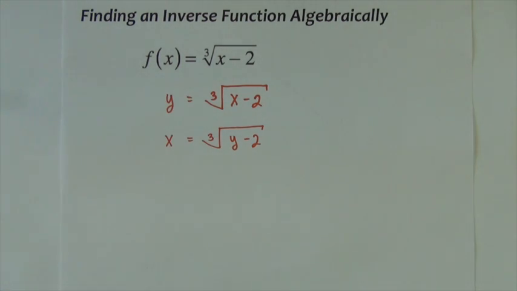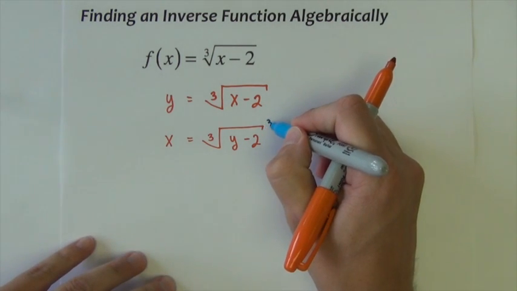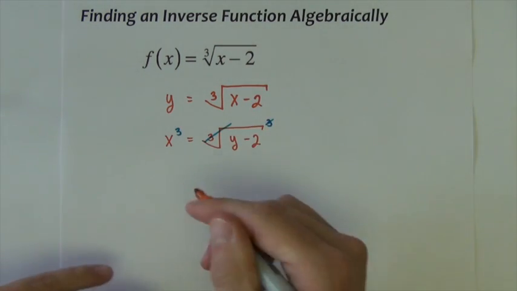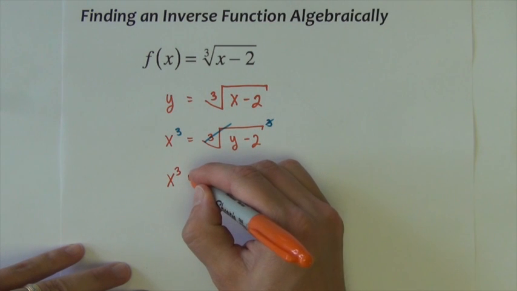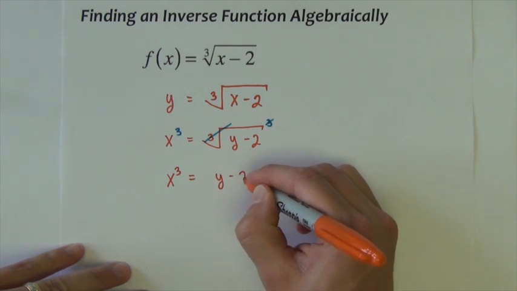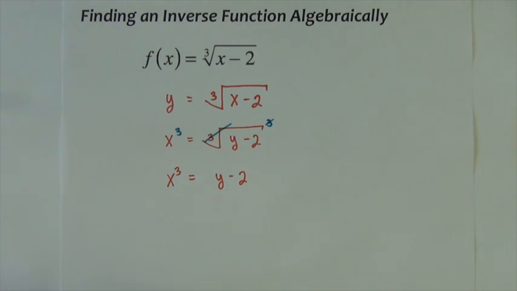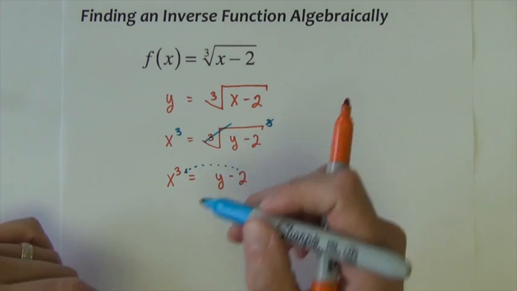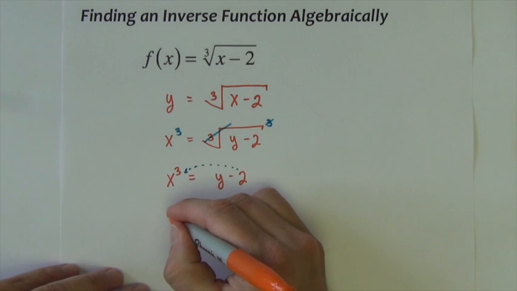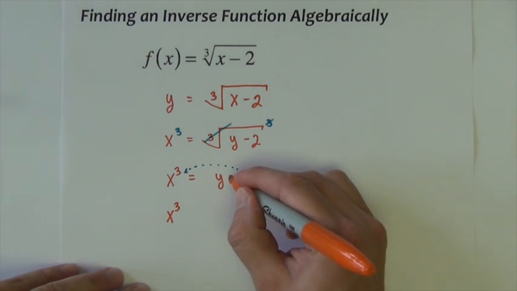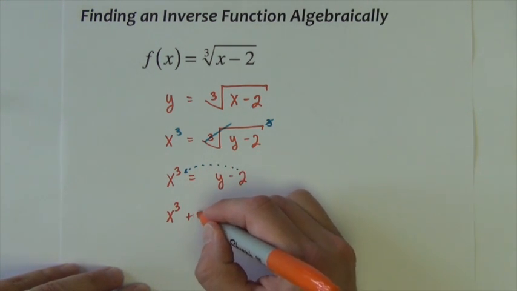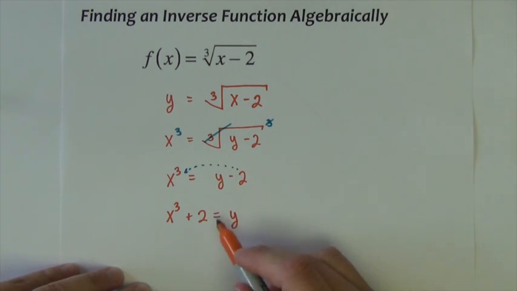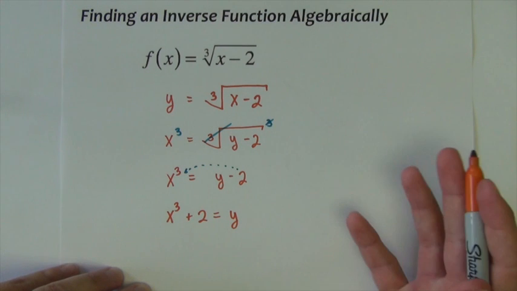When I solve this equation for y, the first thing I do is I cube both sides. That gets rid of the cube root. So I've got x to the third equals y minus 2. I'm then going to take this minus 2 and move it over here. So I have x to the third. Since it's subtracted, I have to add it. Plus 2 equals y. So there you can see it was rather simple to solve for the y, just a couple of steps.